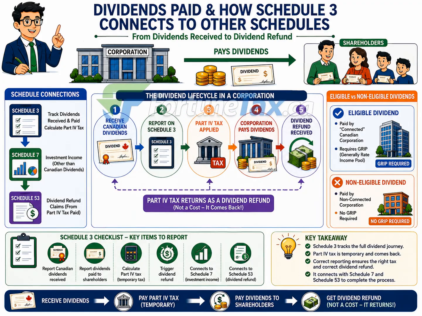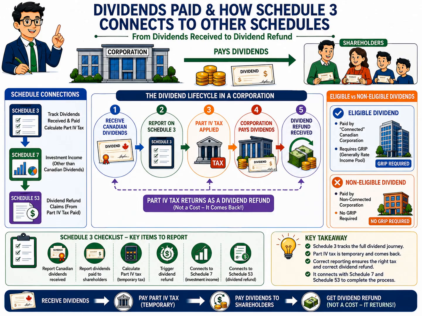Schedule 3 also connects with several other schedules in the T2 corporate tax return. While Schedule 3 focuses on Canadian dividends received and taxable dividends paid, Schedule 7 deals with other types of investment income, such as interest income, rental income, capital gains, and foreign dividends. Together, these schedules ensure that all types of investment income are reported correctly. Schedule 3 also connects with Schedule 53, which tracks the corporation's general rate income pool, or GRIP. GRIP helps determine whether dividends paid to shareholders can be designated as eligible dividends.